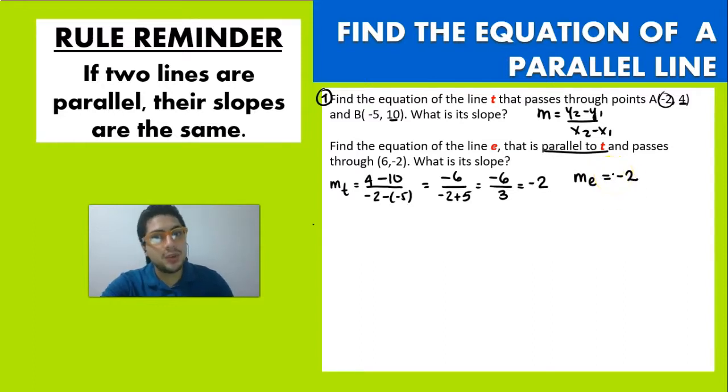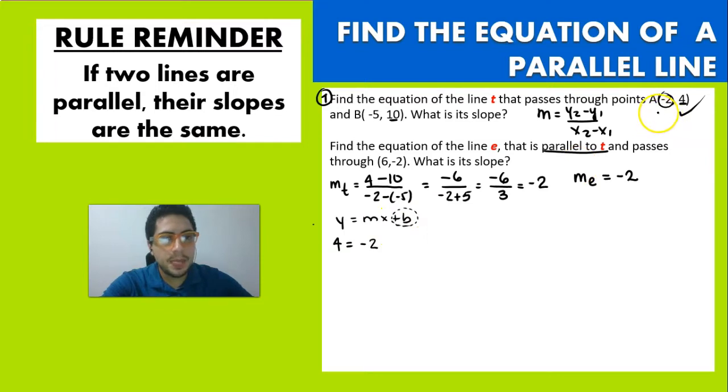Now, in order to find the equations of the lines, we just have to remember the general formula, right? So we have to remember that y is equal to mx plus b, right? So in order to find that value of b in each equation, we're going to choose one point in which the line passes. So for T, we know that, for example, the value of y is going to be 4. The slope, we already know it's minus 2. The value of x is going to be minus 2. And then we do not know the value of b.